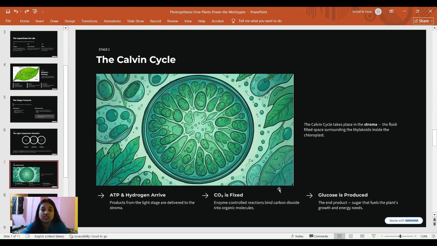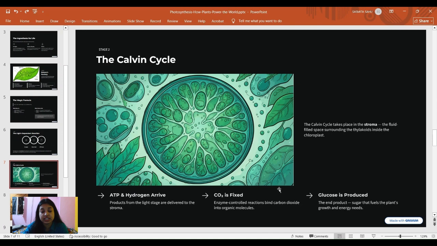Then come to stage 2, the Calvin cycle. What happens in the Calvin cycle? Basically, the Calvin cycle takes place in the stroma, the fluid-filled space surrounding the thylakoids inside the chloroplast. In this stage, ATP and hydrogen arrive. Products from the light stage are delivered to the stroma.